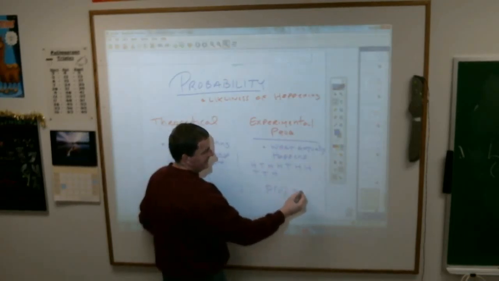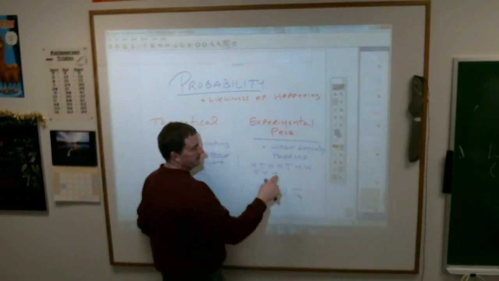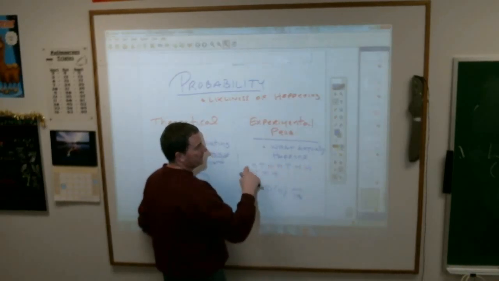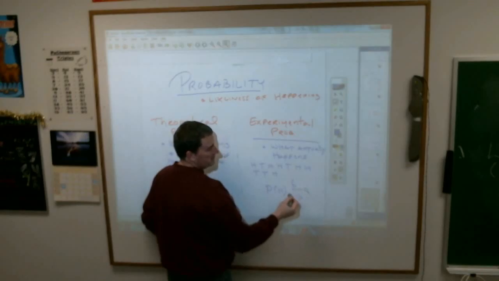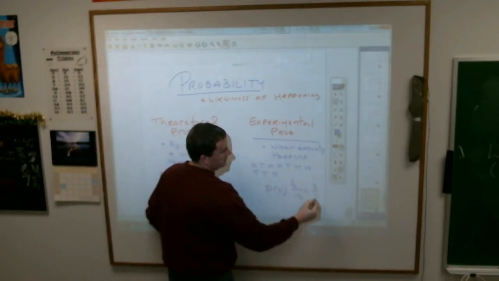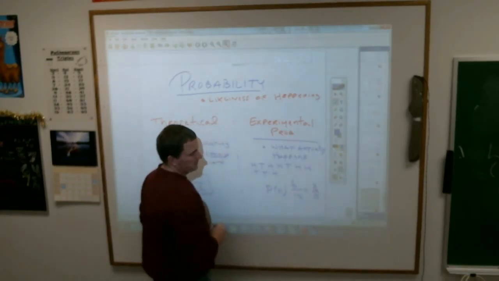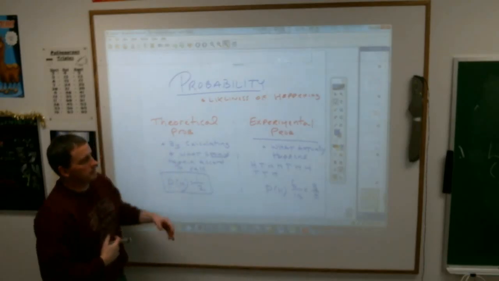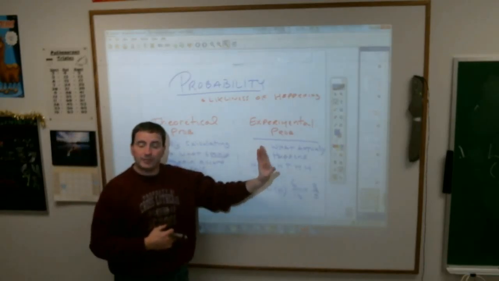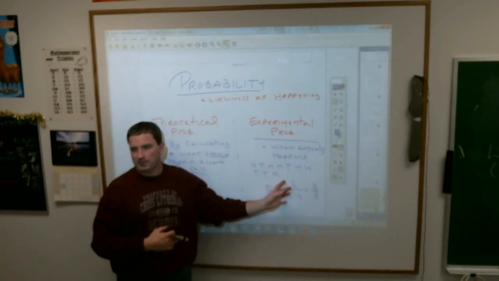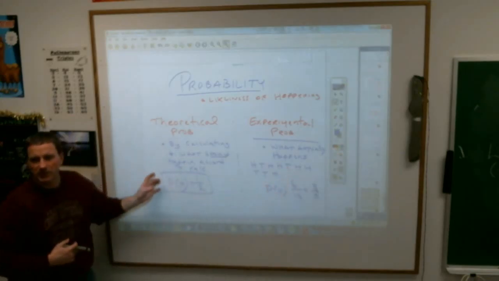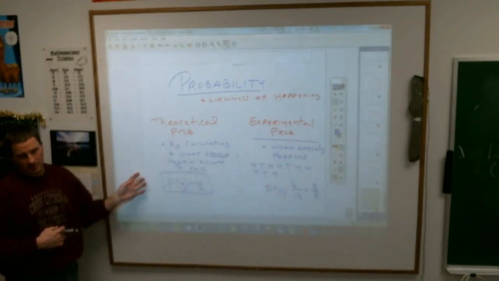Well, I did it 10 times. How many of those 10 were heads? 1, 2, 3, 4, 5, 6. My experimental probability was 3/5. Okay, this experimental probability is actually doing the experiment and getting your probability. This one is doing it mathematically.